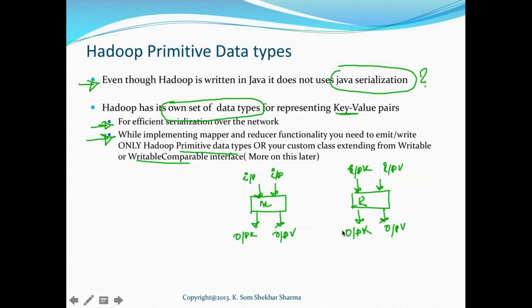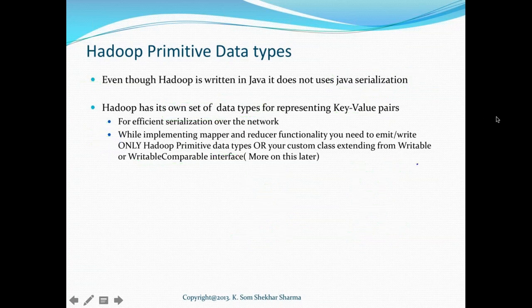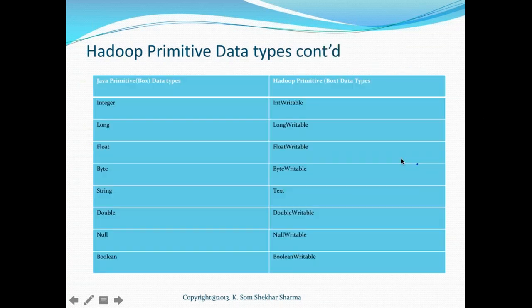When you are writing your mapper and reducer, this particular bit means that the input key, input value, output key, output value, everything has to be represented through Hadoop primitive or Hadoop data types. And what are those Hadoop data types? They are box data types, or a wrapper over your primitive types.